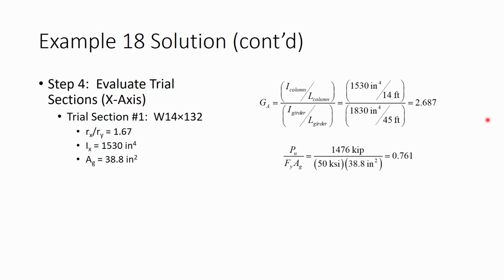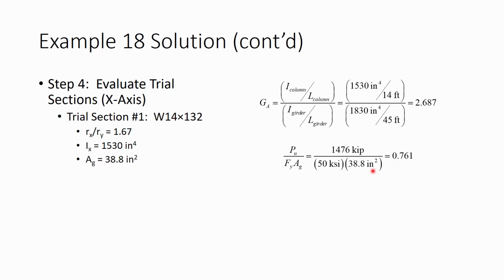Okay. Now the next thing that we have to do is compute this quantity Pu over FyAg. The reason that we're doing that is because we need to see which equation we're going to use for tau. When we compute that, first off, this quantity does come out unitless, because on the top we have kips, and on the bottom we have ksi times inches squared, so that's kips. So this is completely unitless. And when you plug and chug that, you should get 0.761.